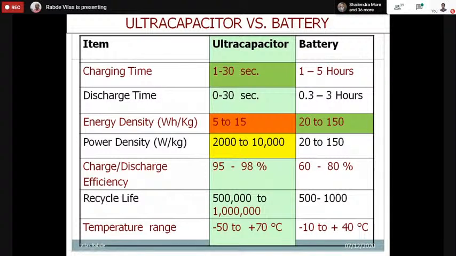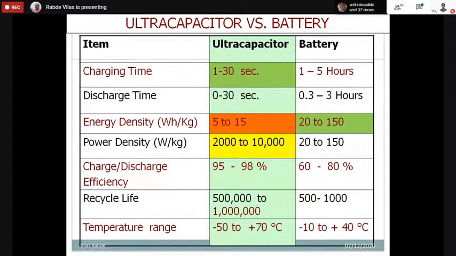So if you see the comparison of supercapacitors versus battery, charging time is 1 to 5 hours for a conventional battery. You know, you keep your car charged throughout the night with a charger, but supercapacitors can charge within 30 seconds, which is a beauty, and which really calls for a lot of applications. Discharge time is also 0 to 30 seconds, whereas a battery has 0.3 hours to 3 hours. So a battery has good energy storage compared to ultracapacitors. Energy density in watt hour per kg is 5 to 15, whereas batteries have 20 to 150.